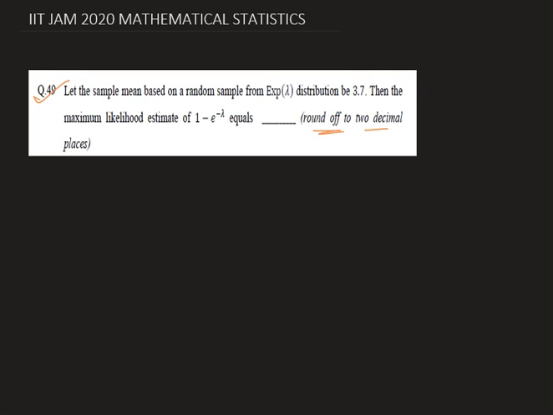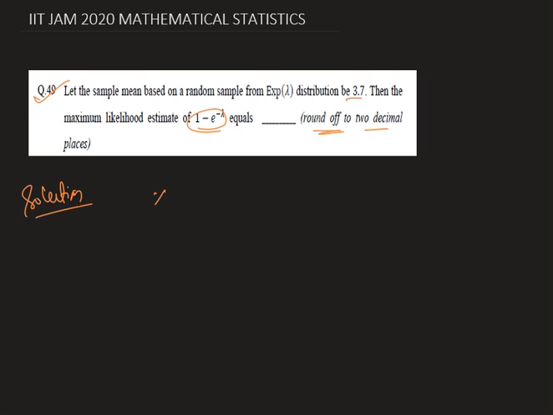So let's see what is in this question. Let the sample mean based on a random sample from exponential lambda distribution be 3.7. Then the maximum likelihood estimate of 1 minus e to the power minus lambda equals what?